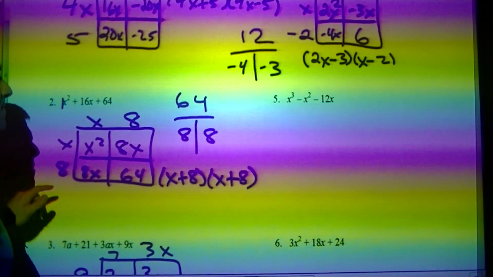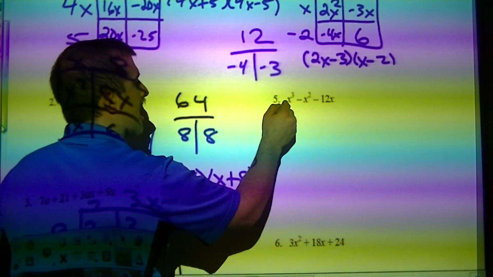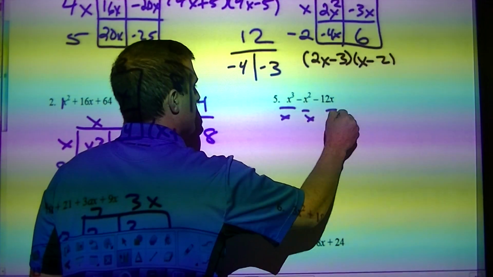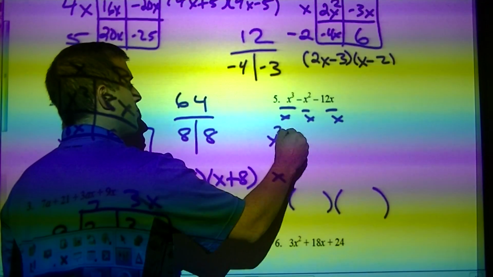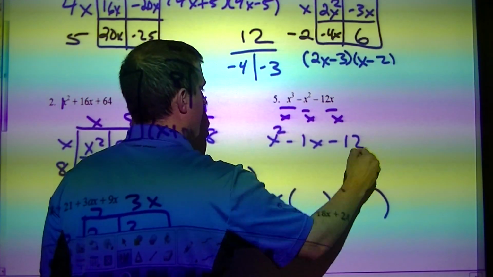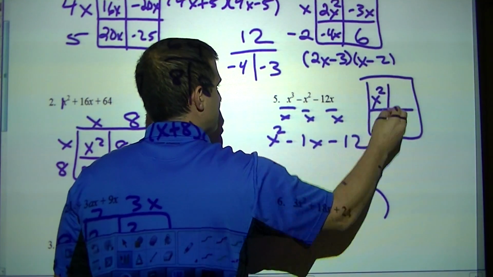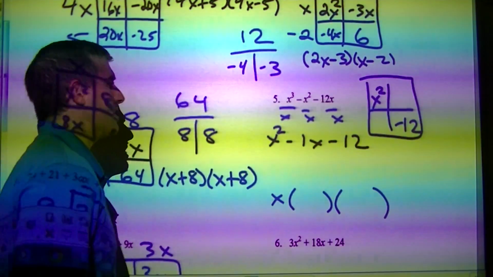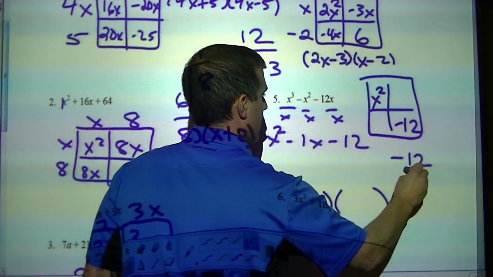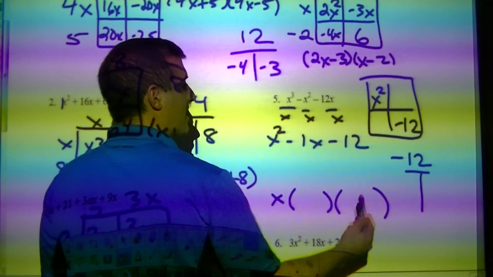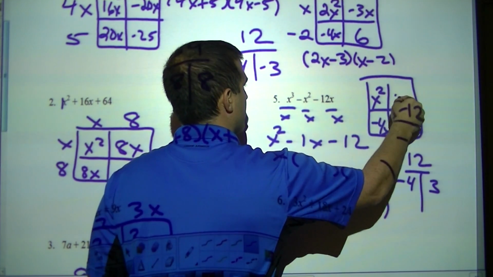Now, when I come here to number 5, do I have any variables in common? I do. I can take out an x because each term has it. The key thing you should do is put that down with your answer, because you don't want to forget it. That's x squared minus 1x minus 12. So when I do my boxes on this one, x squared, negative 12, I'm looking for factors of negative 12, because 1 times negative 12 is negative 12. Numbers that multiply together to get that would add to give me the middle term. So negative 4 and 3, that's negative 4x and 3x.